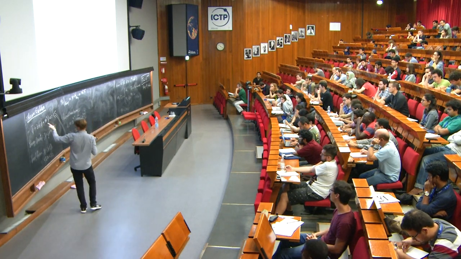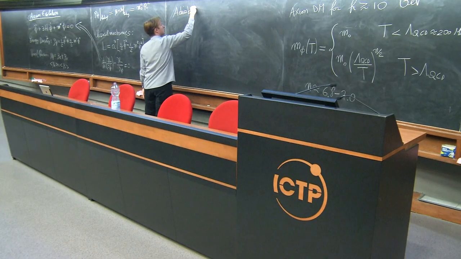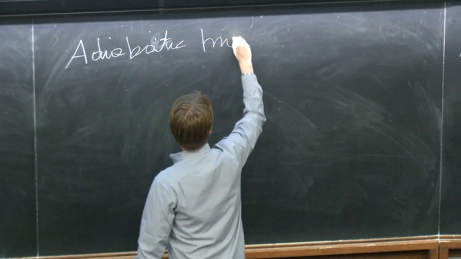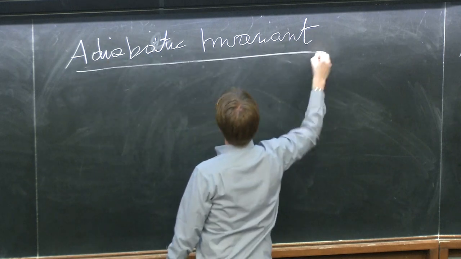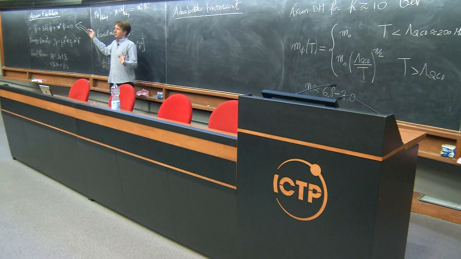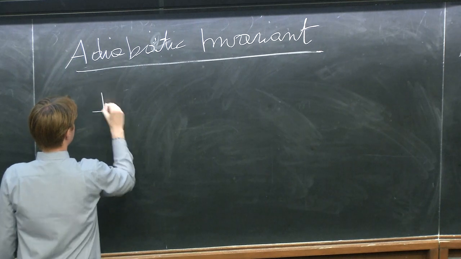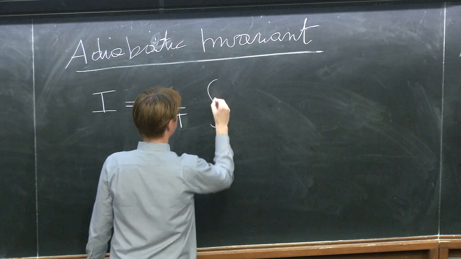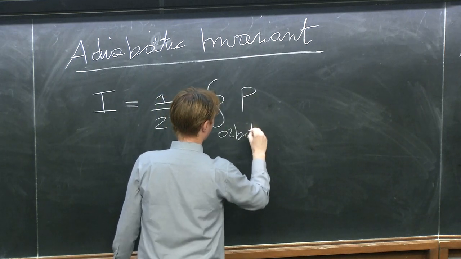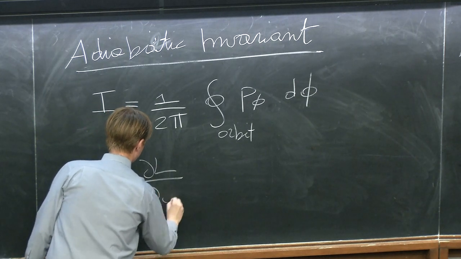But for a system like this, where the parameters are changing slowly, there is something called the adiabatic invariant. This is something you find, for example, in the textbook by Landau and Lifshitz, volume 1, classical mechanics. If, as is the case for this equation, the parameters appearing in the equation are changing slowly with respect to the time scale of the system, which is the inverse of the mass, the period of the oscillation, then this adiabatic invariant is defined as the integral over one orbit of p phi d phi, where p phi is the conjugate momentum with respect to the variable phi.